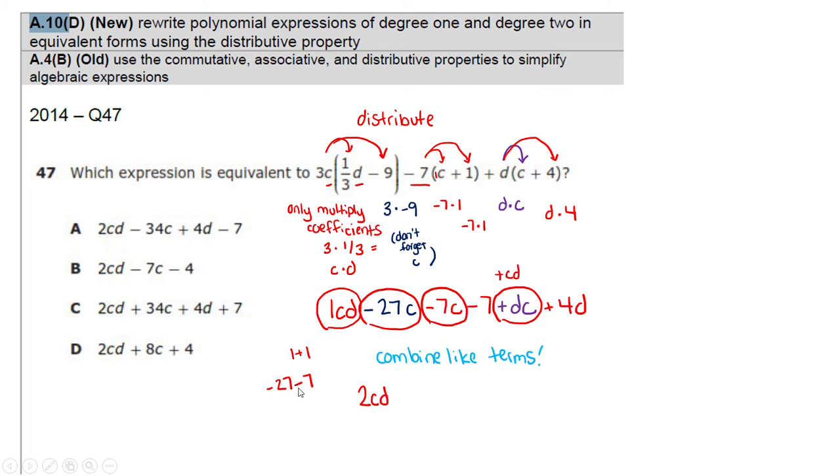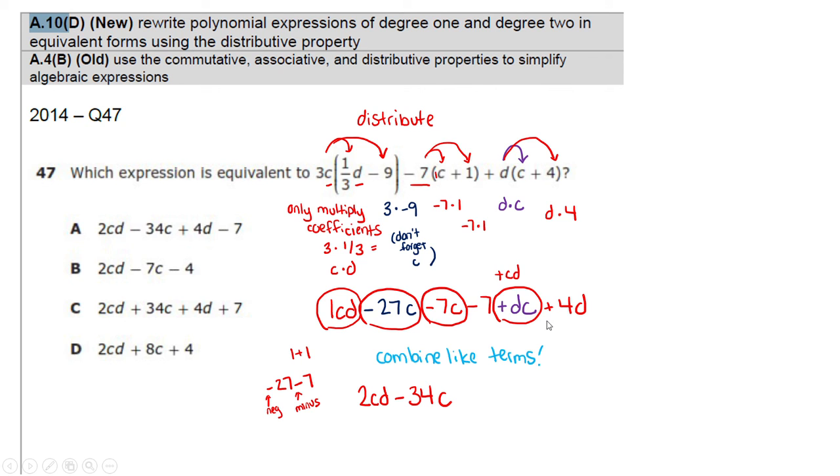Okay, we have more like terms, and that is our -27c and our -7c. So when we combine them together, we're just using our coefficients, -27 minus 7. So don't forget that this is our first term, so we're going to type that in as negative in our calculator. This is our second one, so that's now a minus. And we're also not forgetting the c. So it comes out to be -34c.